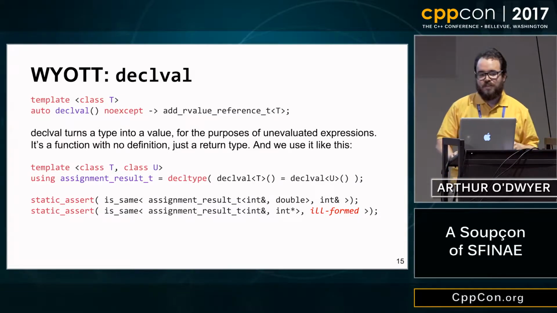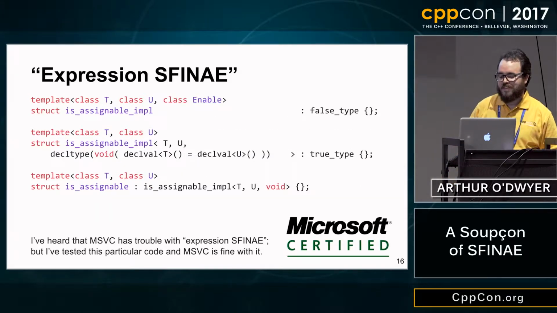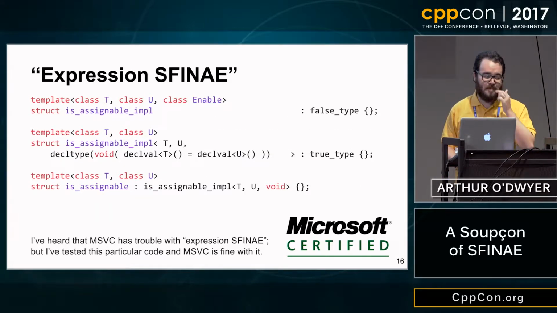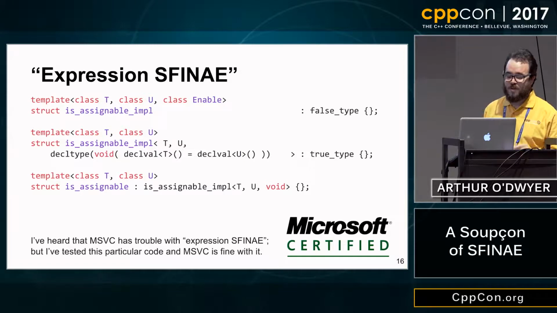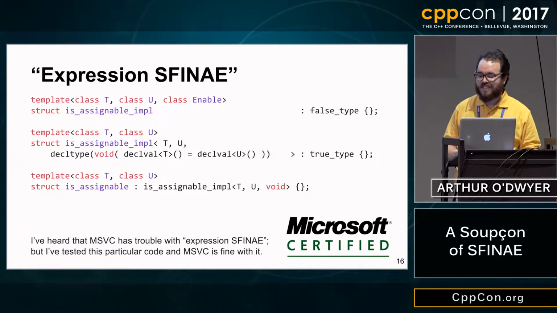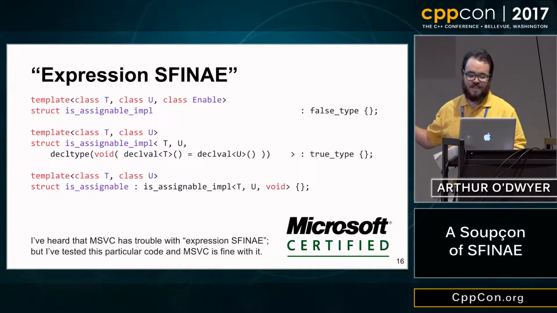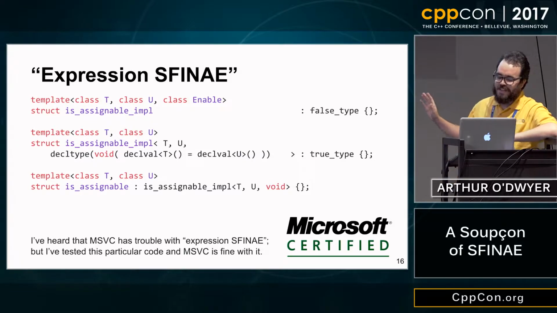So I can use SFINAE again. I can use a thing called expression SFINAE. I've heard that Visual Studio has historically had trouble with this thing, but I've tested this code. Even MSVC is happy with this code we've got here. We've got a type trait. It's called isAssignable. It's going to return either true type or false type.